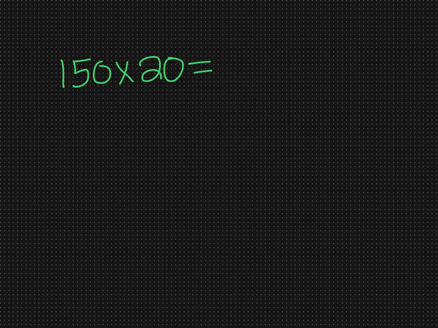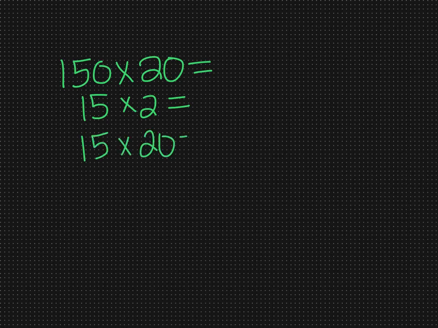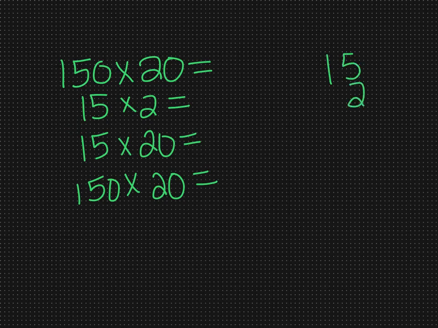Let's try another one. This one I have 150 times 20. This one I could use a pattern on, and I could take off those zeros and say, okay, 15 times 2 equals... And then I could say, well, 15 times 20 equals, and then I could say 150 times 20 equals. So let's start with 15 times 2. That's probably not one that we can do in our head. We might need to write it out here to the side.